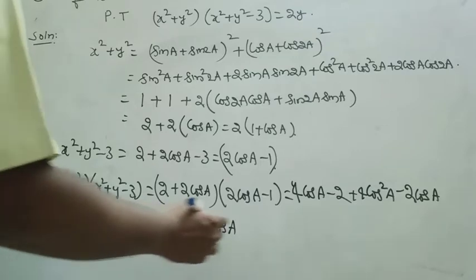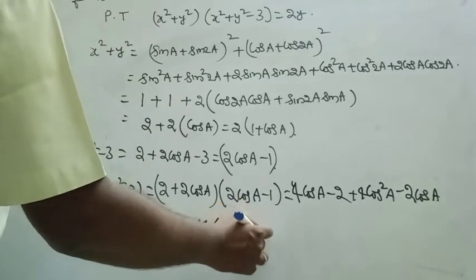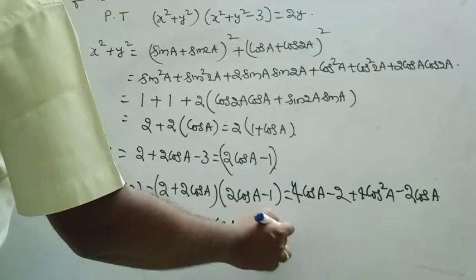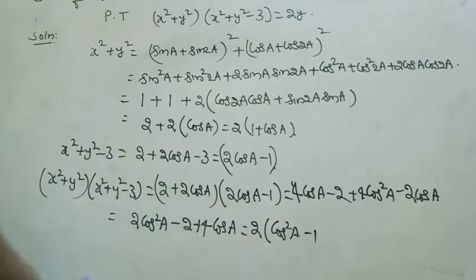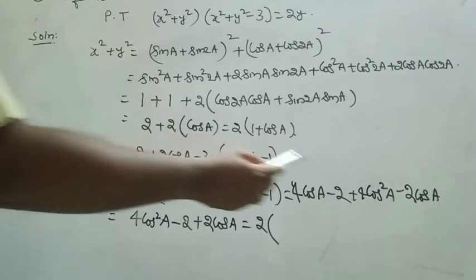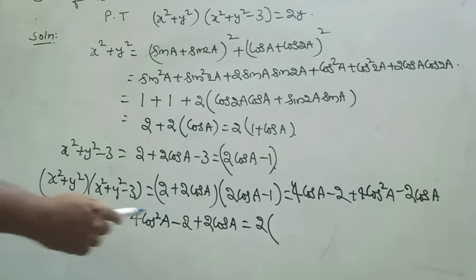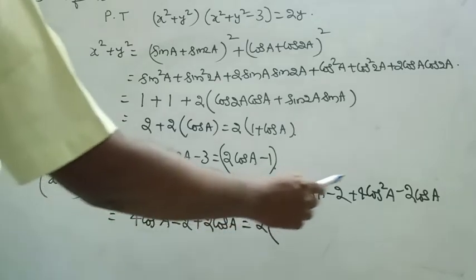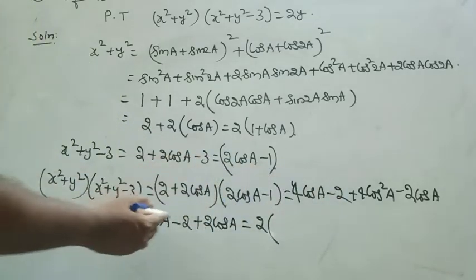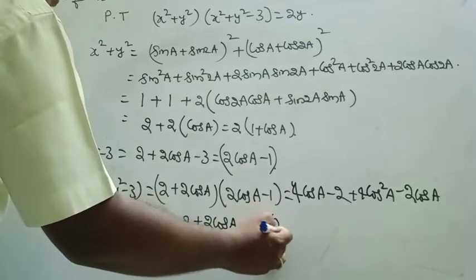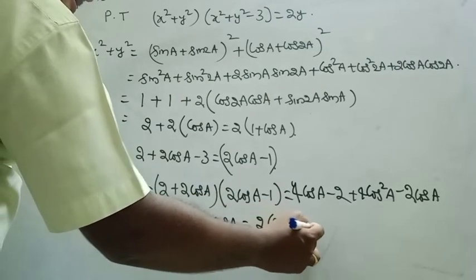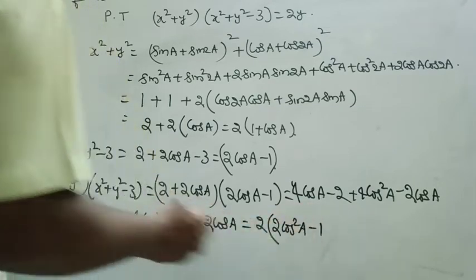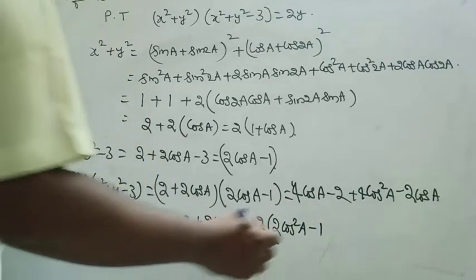Now if I take 2 common, we get cos square A minus 1. Now see, my dear students, we have 4 cos square A minus 2 cos A, that is 2 cos A. Now 4 cos, if we take 2 common in this, we will get 2 cos square A minus 1, plus cos A.